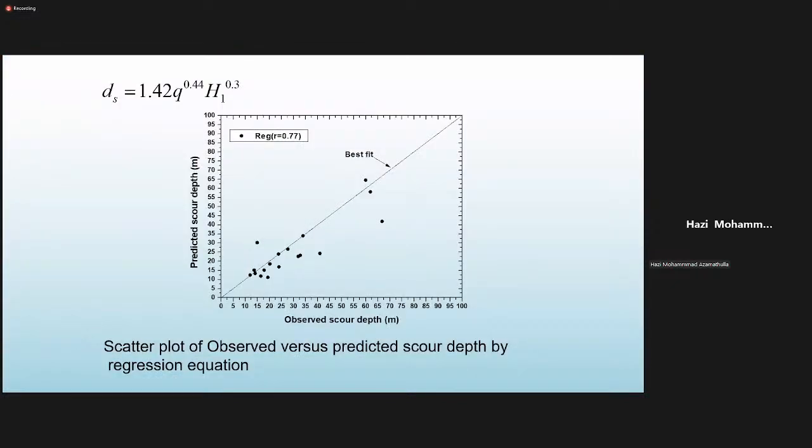So this equation I developed myself, though you can see here, it is like the previous equation, but you can see here in his equation Q is raised to 0.42, and mine came 0.44, a small difference. And then H is also the same, his 1.22 something, mine 1.3. Okay, that's the score. Okay, this is the scatter plot.